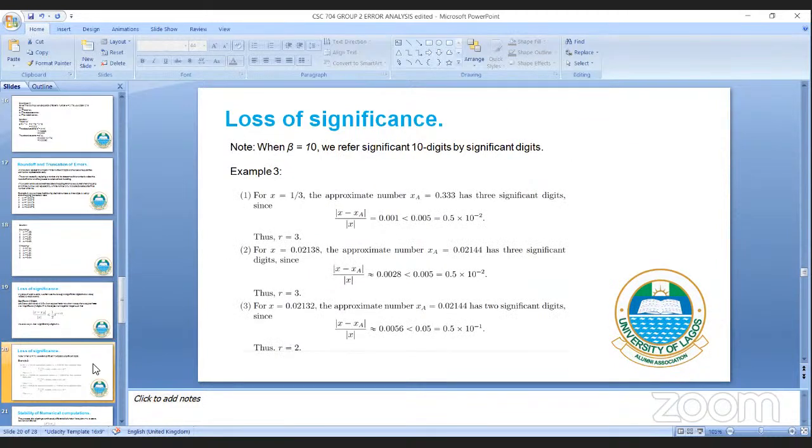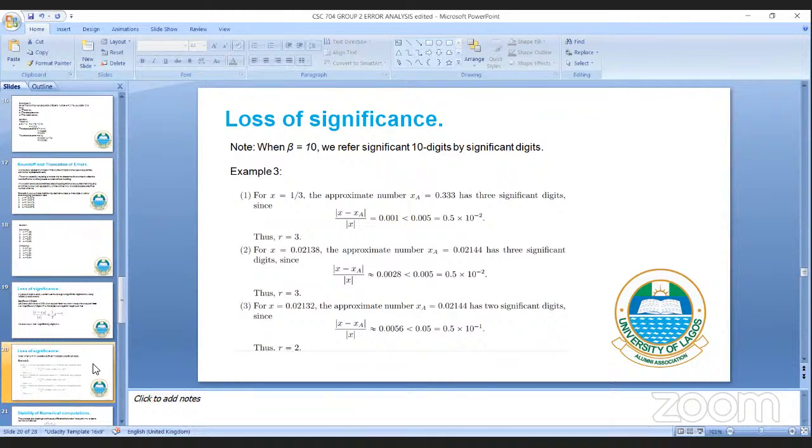So let's look at the example, because an example will show us closely how it's done. We have x as 1, 3. The approximate number is x is 0.33, and it has 3 significant figures. You slot in the value, you get 0.5 times 10 raised by minus 3.